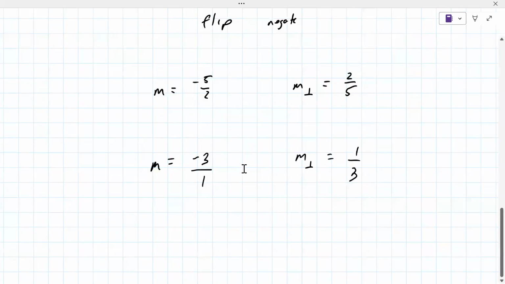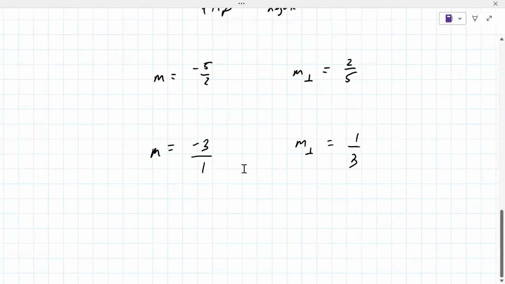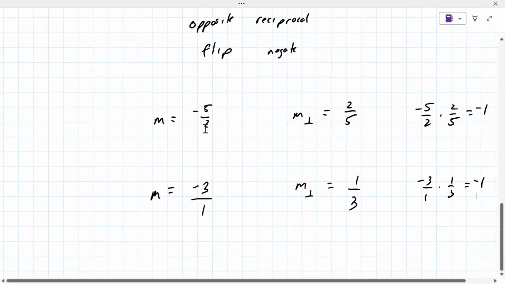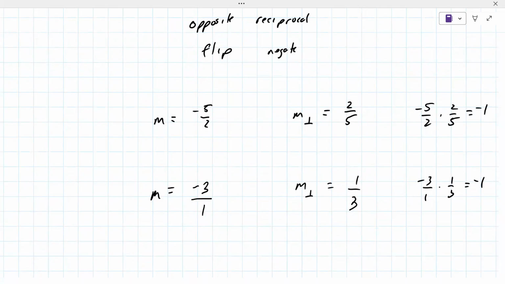Oh, okay. The other thing that's kind of interesting is if you multiply them together, you always get -1. That could also be useful there. But this opposite reciprocal, flip, negate, whichever one, you have to be able to do that to answer these questions. And really important to figure out: are they parallel? Are they perpendicular? That's the key word you're looking for here.